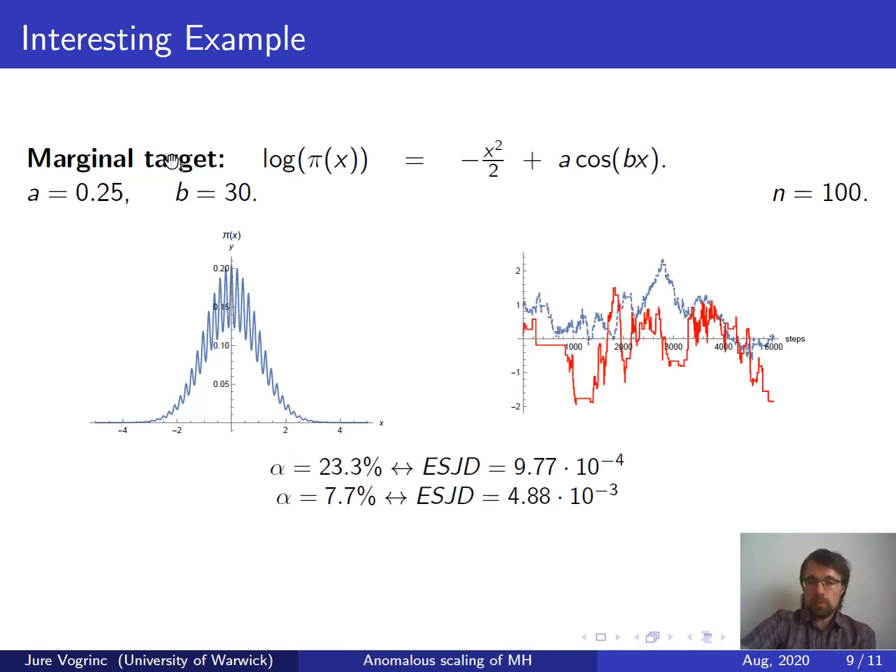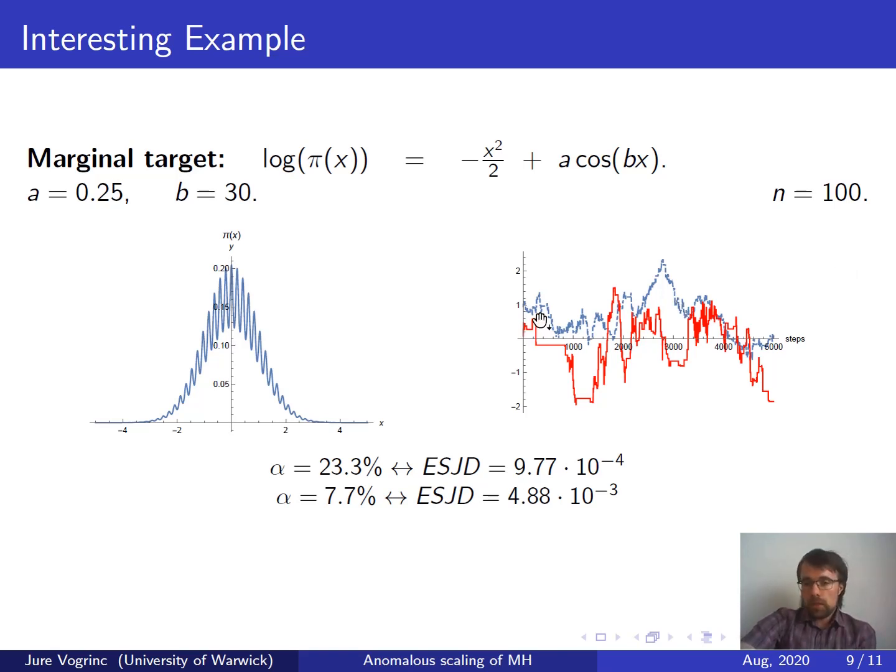If this random walk Metropolis chain is tuned to accept 23% of proposals, then it has this expected squared jump distance, just a measure of efficiency of the method. And this corresponds to the blue graph. The first coordinate of this thing is depicted in blue. And if you tune alpha to be 7.7%, you get expected squared jump distance which is 5 times better. This corresponds to the red graph. So even though this is in the correct limiting case, even at 100 dimensions, this still behaves much more like these obscenely rough cases than it behaves like the classical cases covered by Roberts, Gelman, and Gilks.